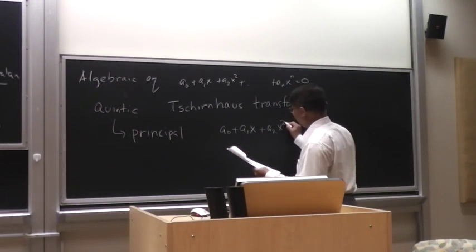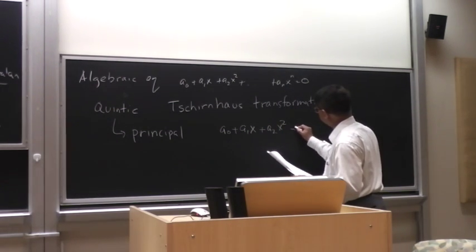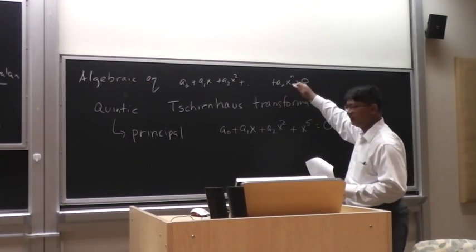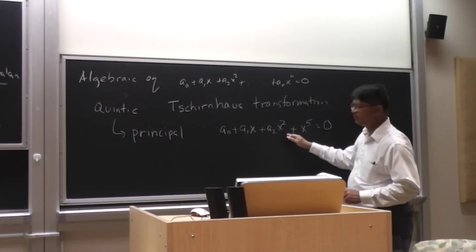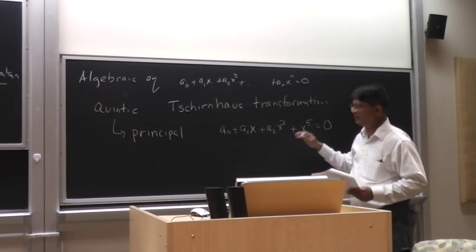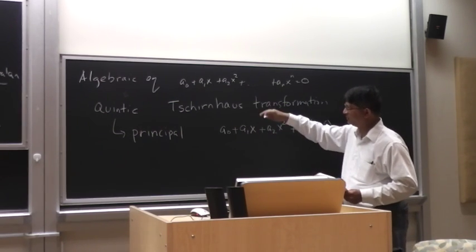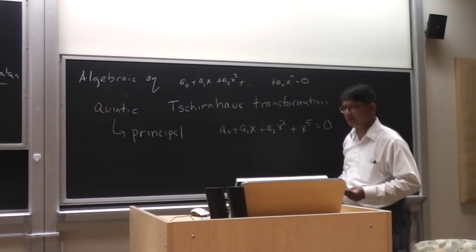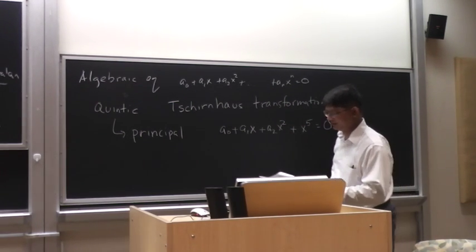a2 of x squared plus x to the fifth equals 0. You can always scale the highest coefficient to equal 1. So we remove the x cubed and the x to the fourth. Okay? And this can be solved using hypergeometric series, but also using Fuss-Catalan numbers.